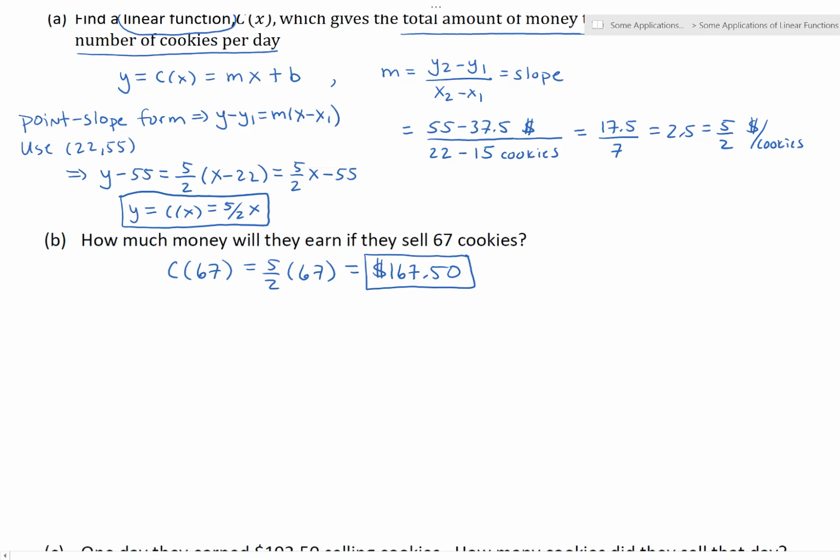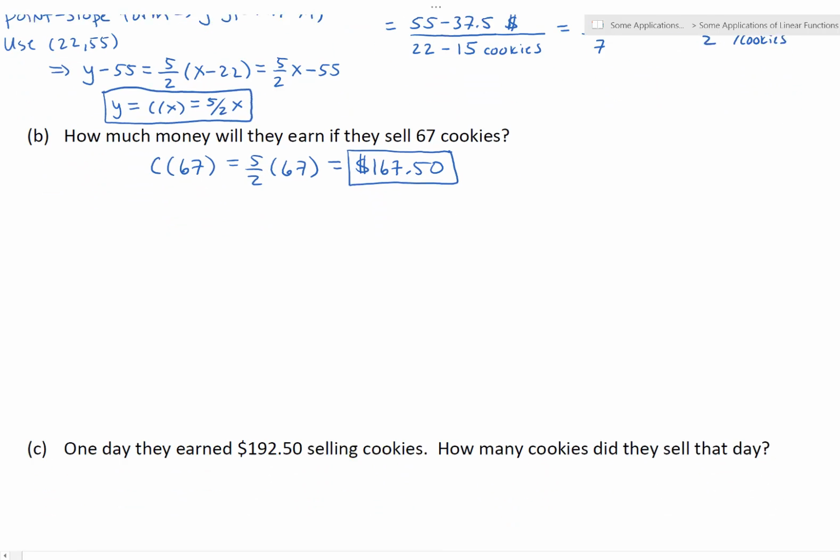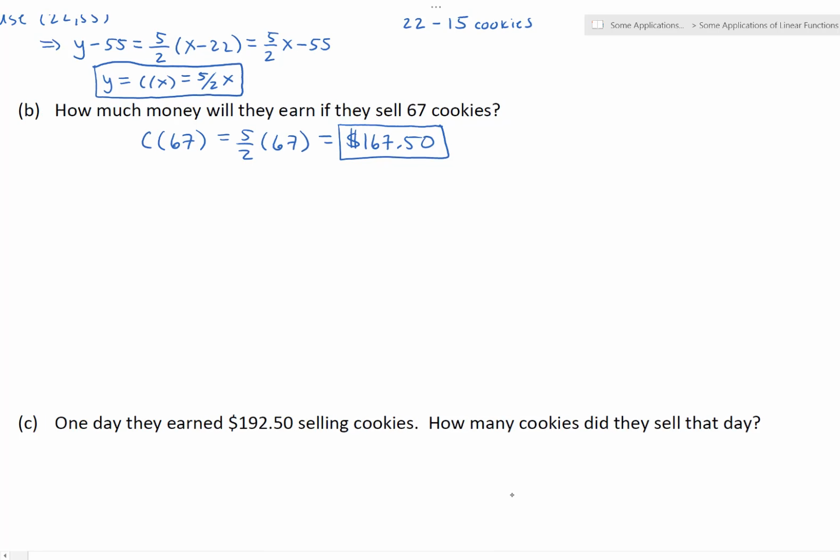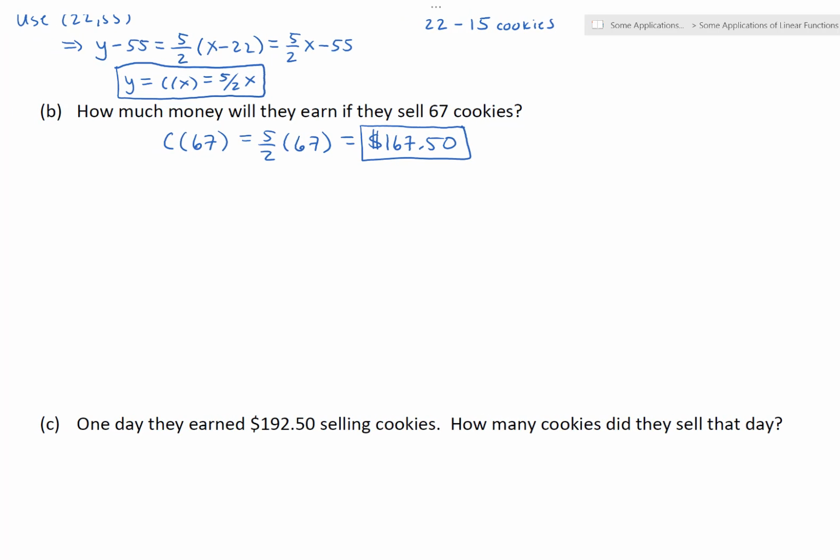So they got a lot of money on that day if they sold 67 cookies, at least for their school. And then finally, we know in part C here that in one day they earned $192.50 by selling cookies. And the question is, how many cookies did they sell that day? So notice this is an output value here, some C value, and we want to figure out what the unknown input, x, which is the number of cookies sold, is going to be.